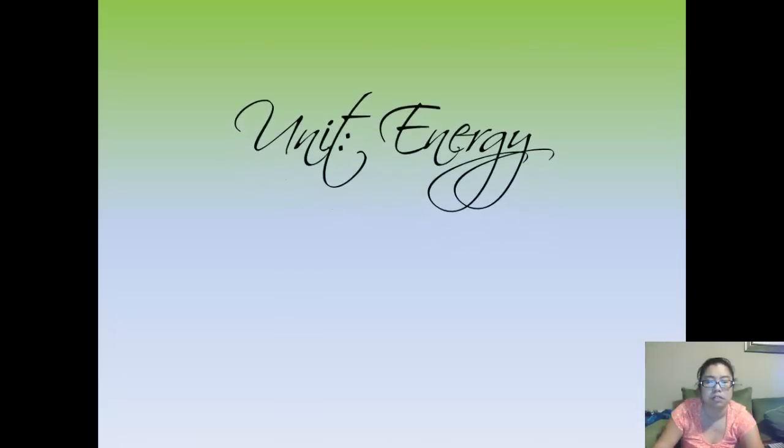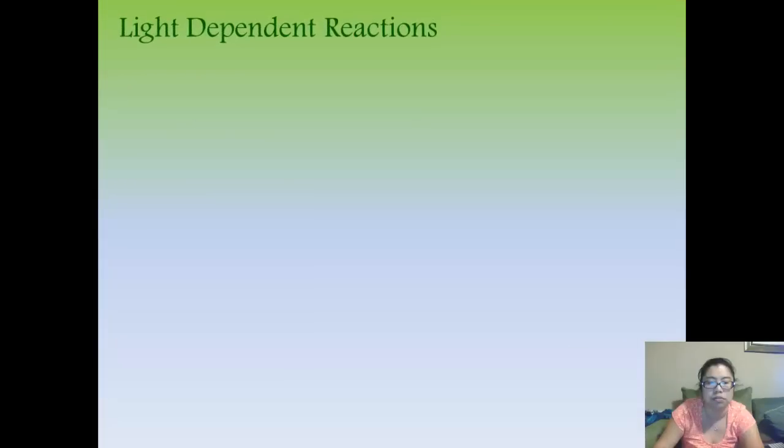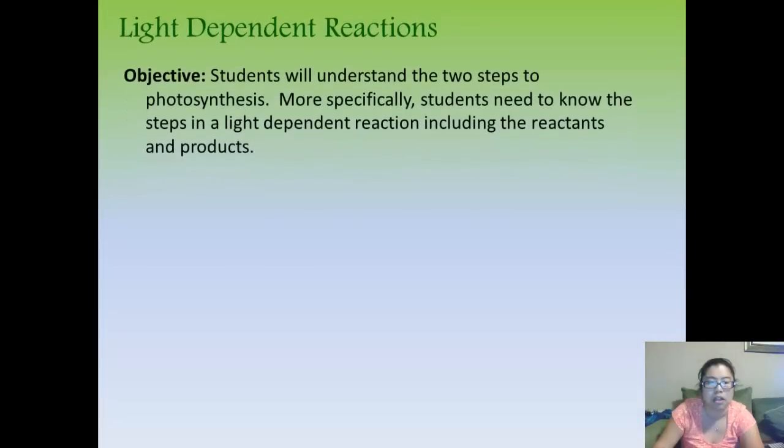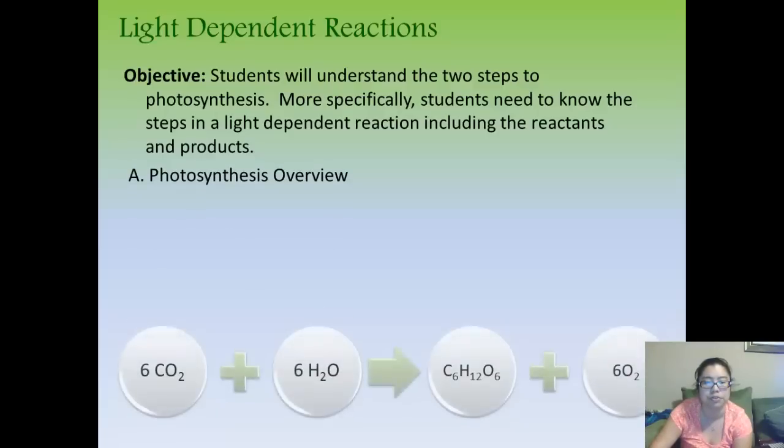In the unit of energy, the third part is called the light-dependent reactions. It is the first of the two main steps to photosynthesis. In today's lesson, the objective is that students will understand the two steps to photosynthesis. More specifically, students need to know the steps in a light-dependent reaction, including the reactants and products. So let's start with the photosynthesis overview.